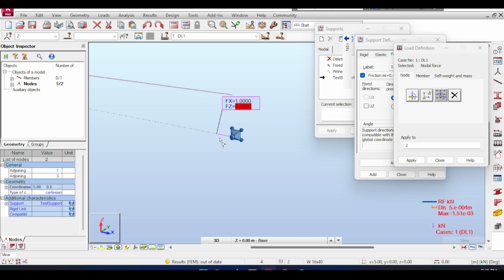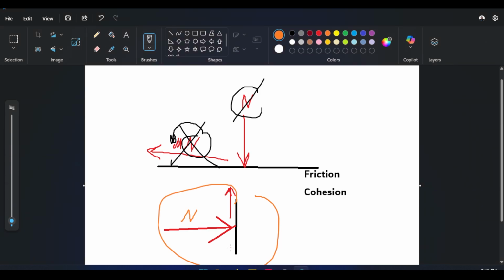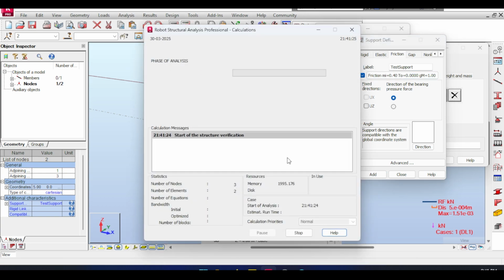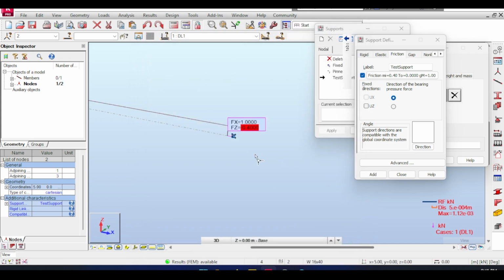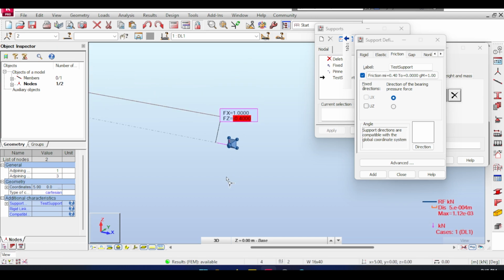So now I have a 1 kilonewton force, and by the rules of physics, the 1 kilonewton force bearing on a wall is supposed to give me a 0.4 kilonewton friction force. Why 0.4? Because the friction coefficient is 0.4. If I run the analysis now, that's exactly what I will get. You can see that suddenly I have an FZ of negative 0.4. Because the bar has a tendency to go up, the friction is going to resist the tendency of going up.